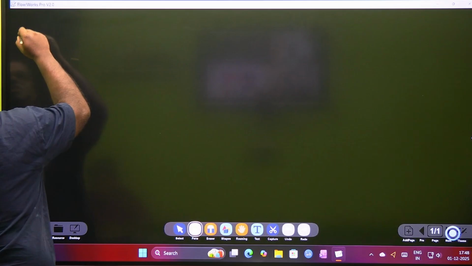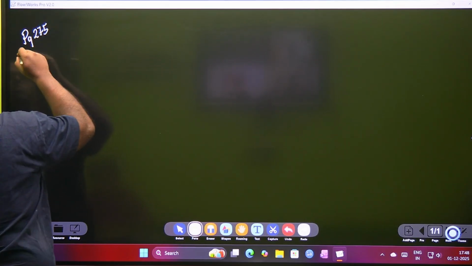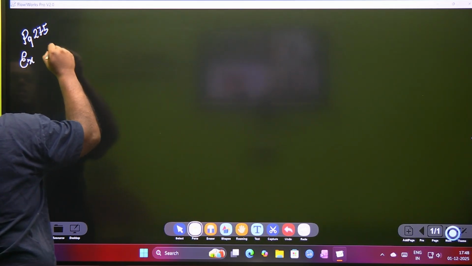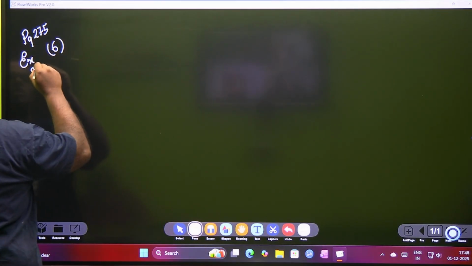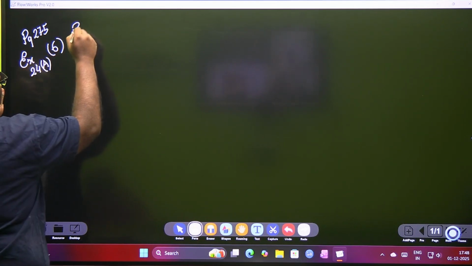What is the page number? 2. And we are taking problem number... Okay, so it's not an example, it's an exercise. The question number is 6. What is the exercise? 24A. So this problem relates to a pie chart.